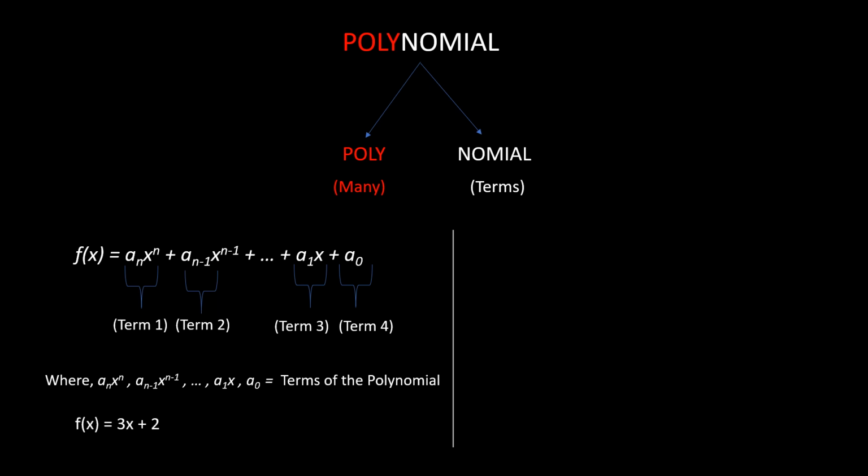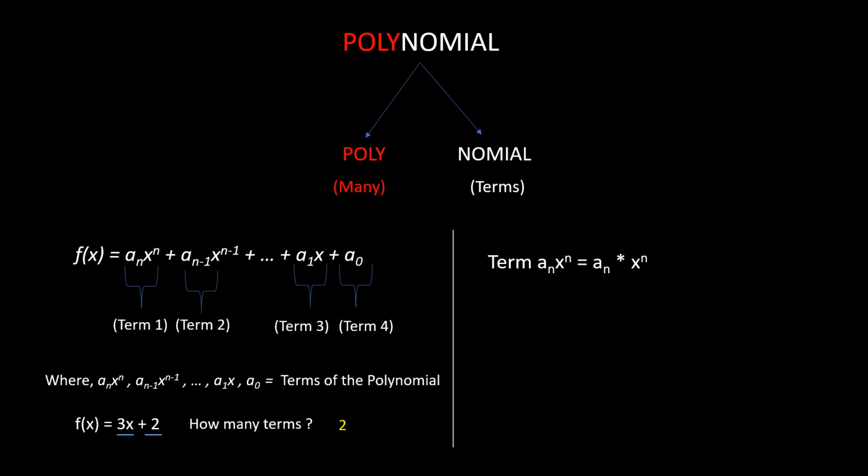For example, if we take a polynomial f of x equals 3x plus 2, how many terms do we have in this polynomial? We have one, 3x, and second, 2. So two terms, 3x and 2, when combined form a polynomial. So we have two terms.